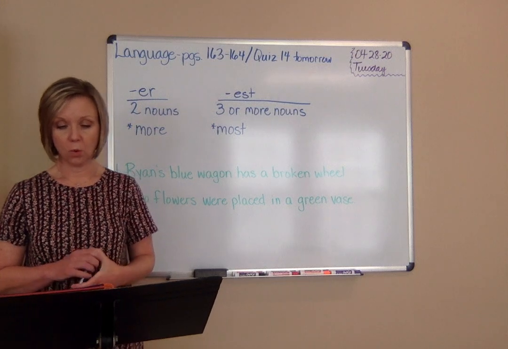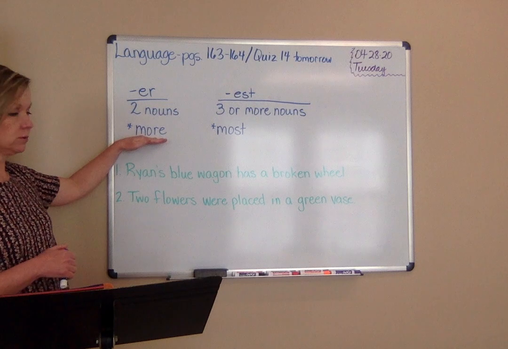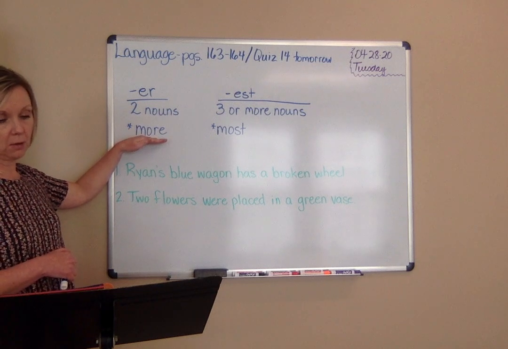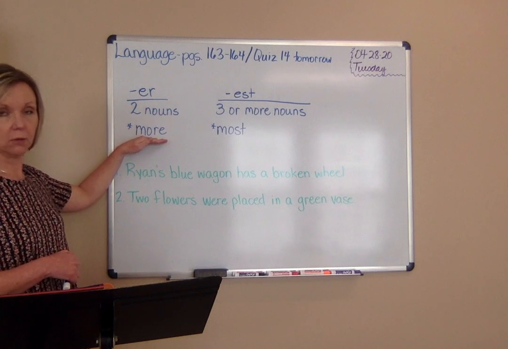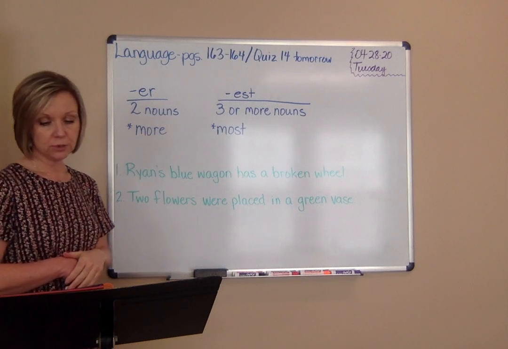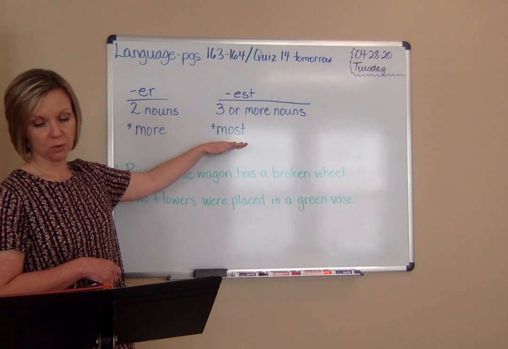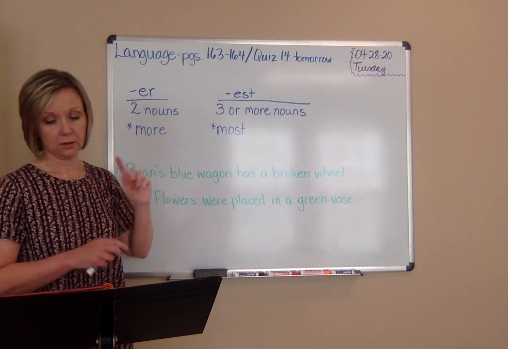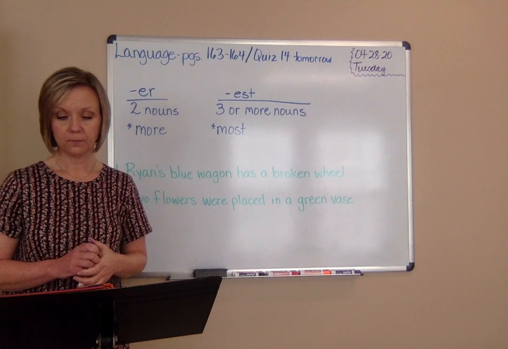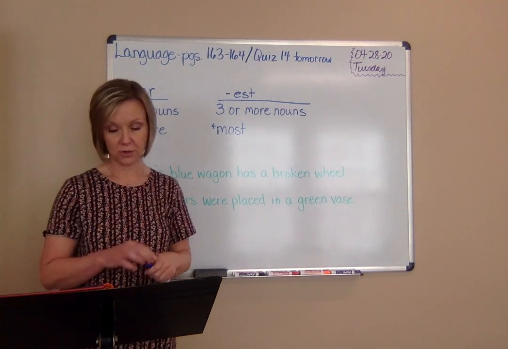Use the word more before a long adjective when comparing two nouns. More beautiful, more useful. Use the word most before a long adjective when comparing three or more nouns. Most beautiful, most useful. Look at the little stars there.